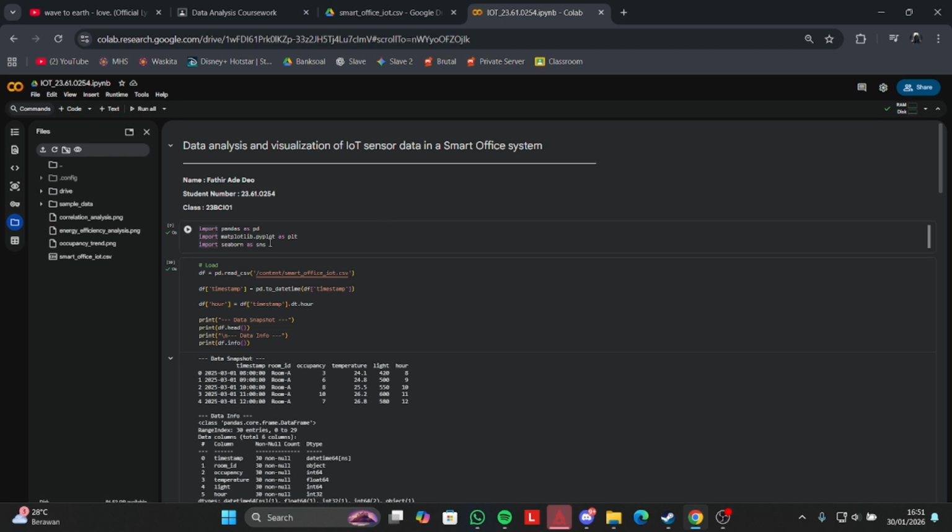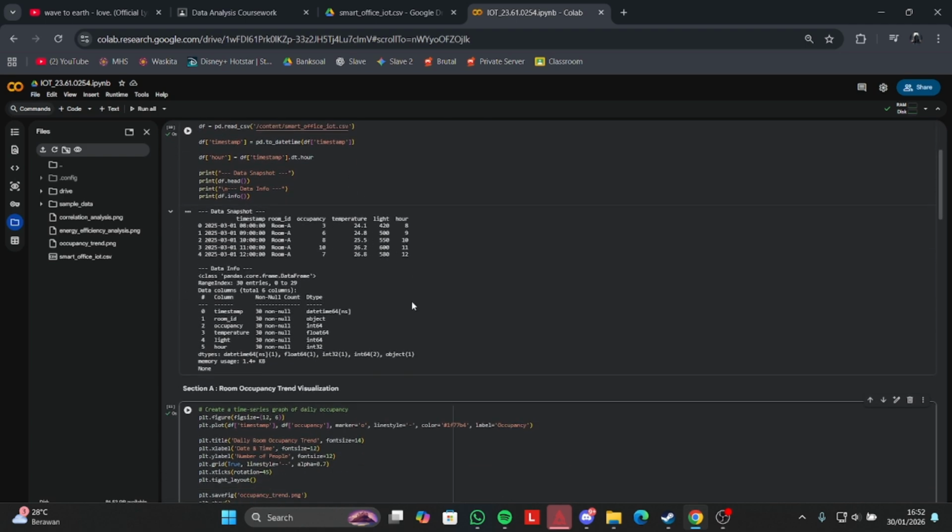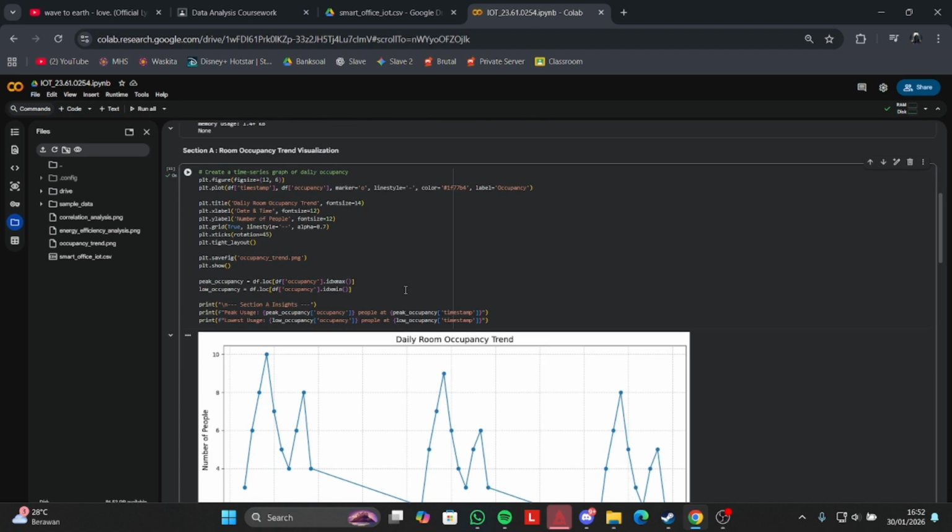First of all, here are the libraries. As you can see here, I'm using pandas, matplotlib, and seaborn. In the next cell, we load the dataset. Here are the dataset path, timestamp and hour, data snapshot, and data info. Next is Section A. Section A is about room occupancy trend visualization.